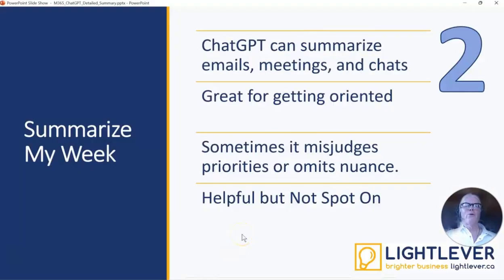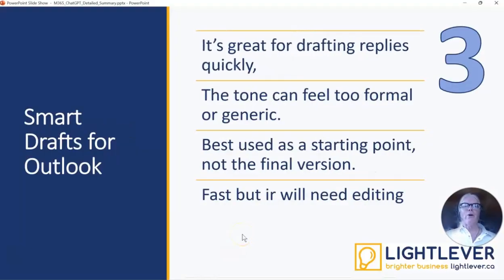Okay, number 3 is Smart Drafts for Outlook. This is pretty great for drafting replies quickly. And as I've always said about project management, do you want it good, fast, or cheap? Well, it wasn't super cheap for ChatGPT. It's about $30 US per person per year, minimum 2 licenses. I'm talking about the business license.